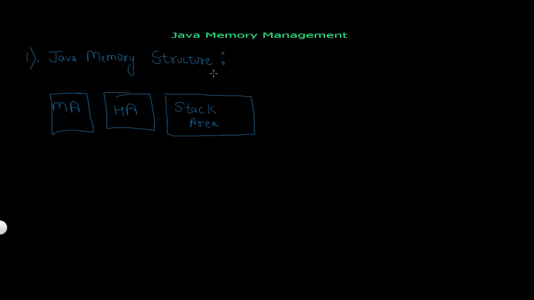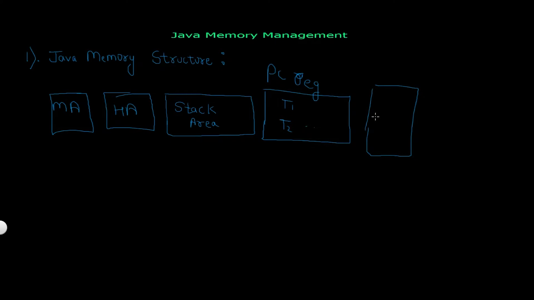Fourth comes the PC registers. Let's say it's going to be for thread 1, thread 2, and so on. And at last comes the native method stack. I'm just going to call it native MA. MA stands for method stack. Now let's see each one of them one by one.